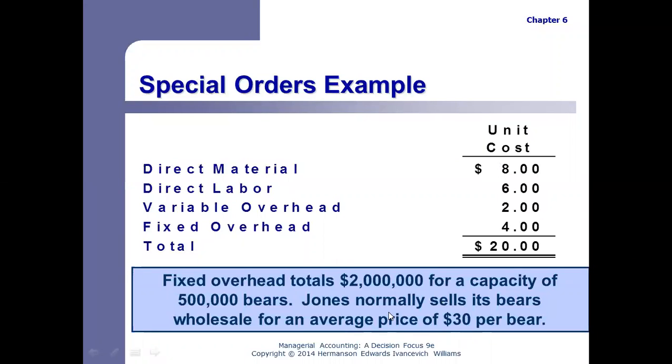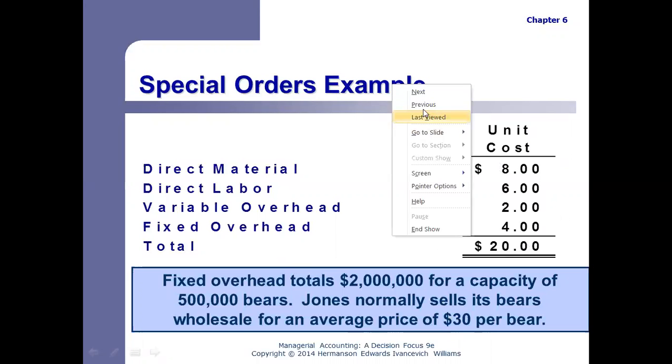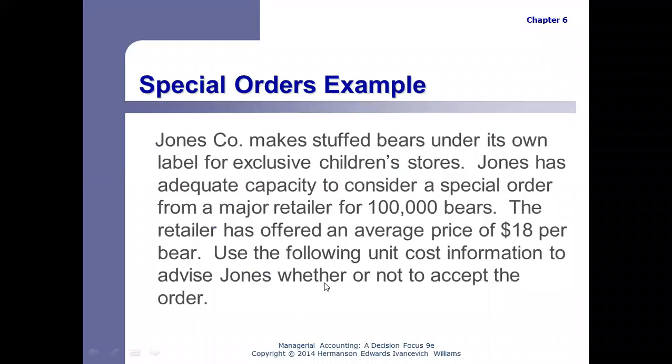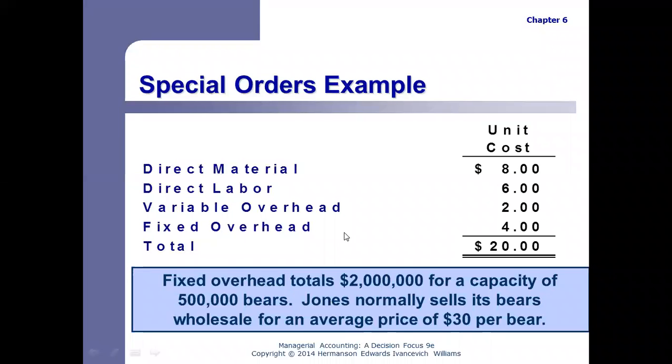Jones normally sells the bears for an average price of $30 a bear. Okay, so their normal selling price is $30. Looking at the unit cost here, looks like the cost to make each bear is $20. So you say, hey, wait a minute. If the customer is offering $18 per bear, if it's costing them $20 each to make them, sounds like we should reject that special order.